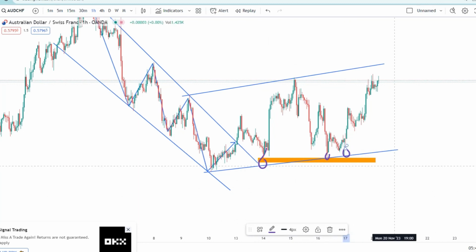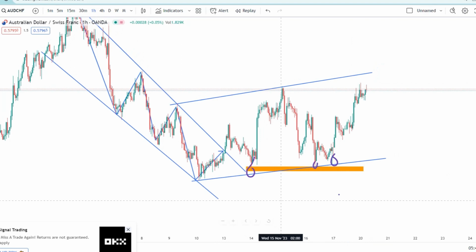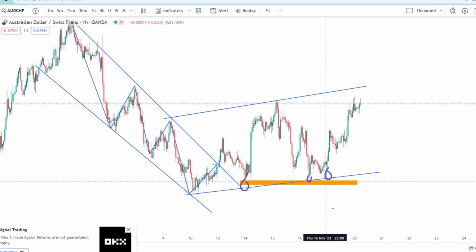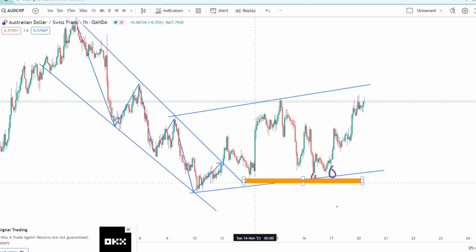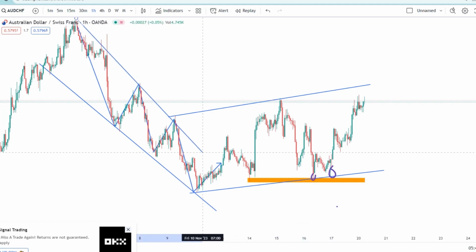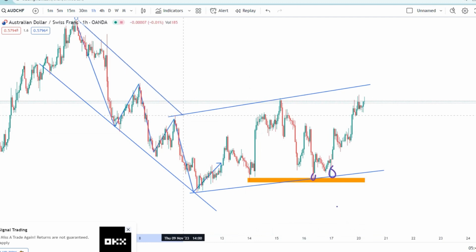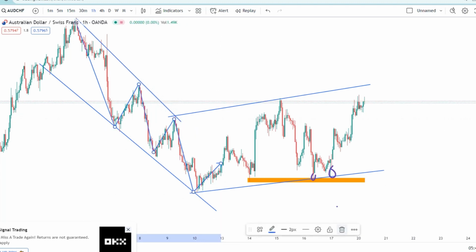But at the same time, you can see we also got a double bottom right here. Because this one no longer exists, let me just shift this one away. In order for you guys to see it clearly, let me put it right here and move this one so that you guys can have a clear picture.